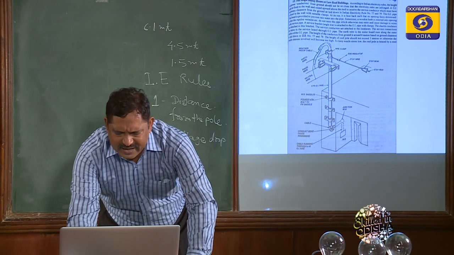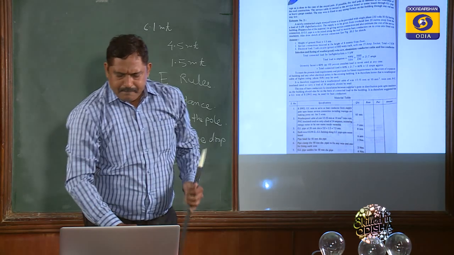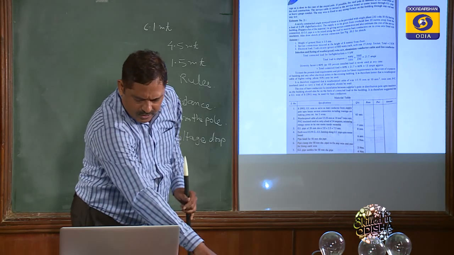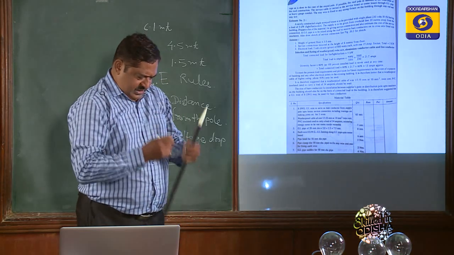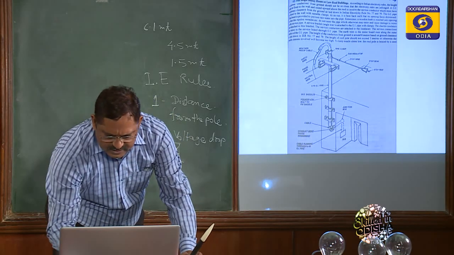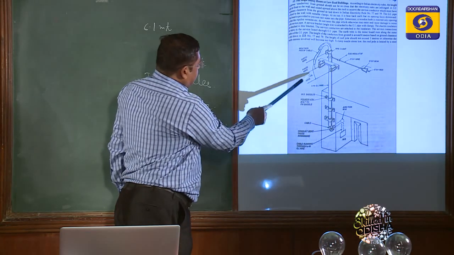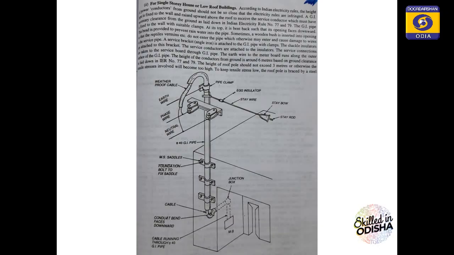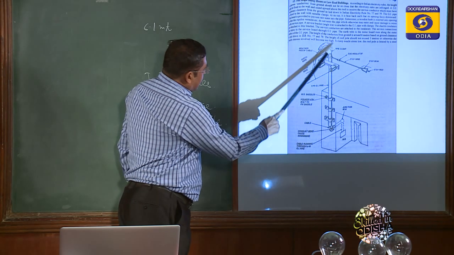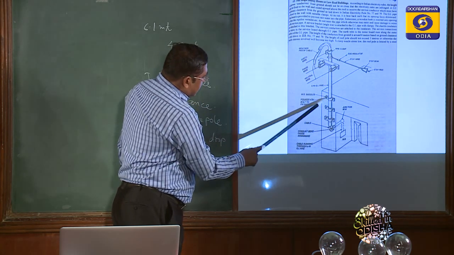Here you see one case I am going to take up. In this case, we have a particular household. This is a 20 meter distance from the pole. So 20, 40 meters, 2 GI wires, and this one is 10 meters. This is the total GI pipe. See, these are called saddles.